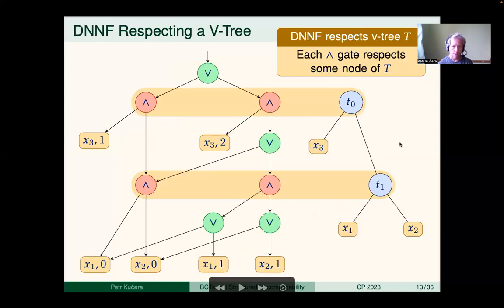So for example, we go back to this circuit. The top row nodes, conjunction gates, respect the V-tree node T0, because we always have that the left input is x3 and the right input depends on x1, x2. And the bottom row of conjunction gates respects the node T1. So this is a structured DNNF because every conjunction gate respects some node of this particular V-tree.